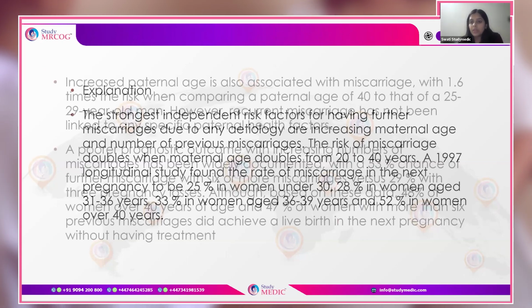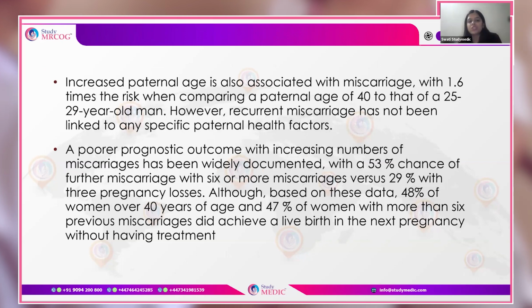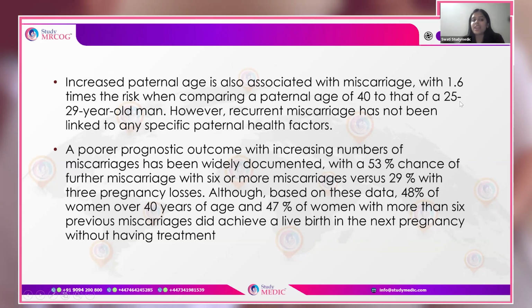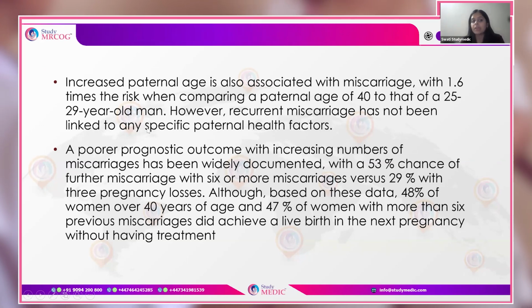So we have got a table. In that, percentage is mentioned of what age, what is the percentage of miscarriage. Also, increased paternal age is associated with miscarriage with 1.6 times the risk when comparing a paternal age of 40 to that of a 25 to 29-year-old man. Poorer prognostic outcome with increasing number of miscarriages has also been widely documented.